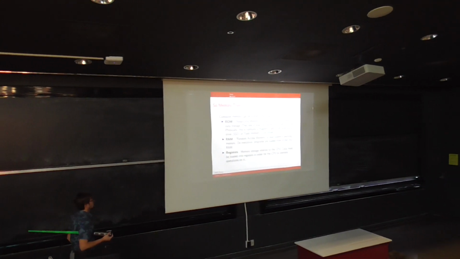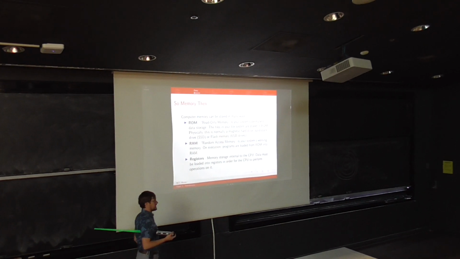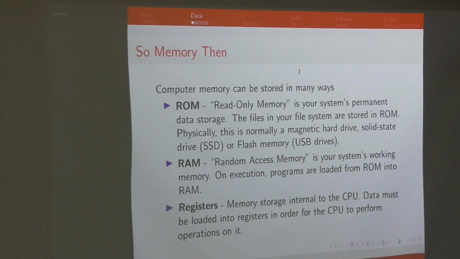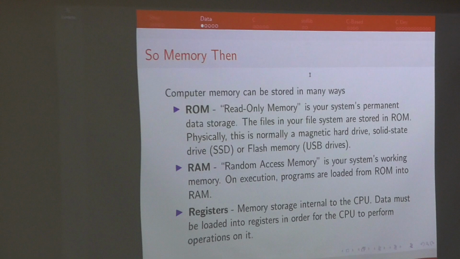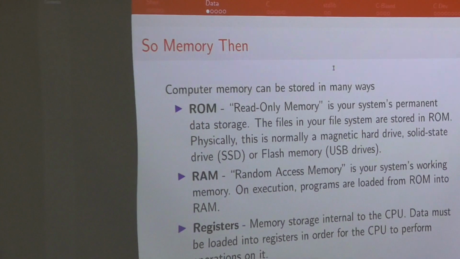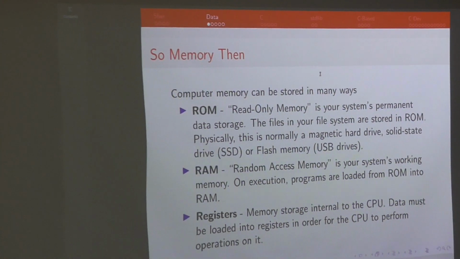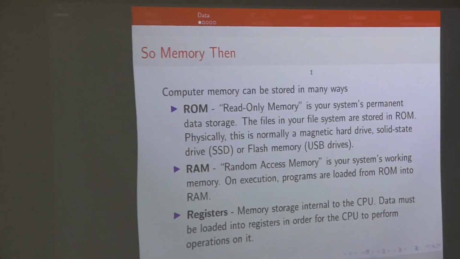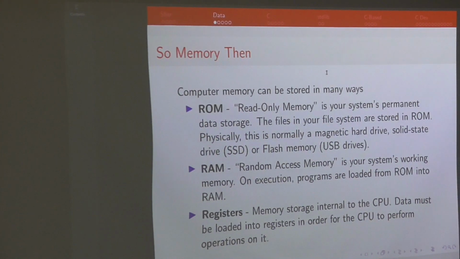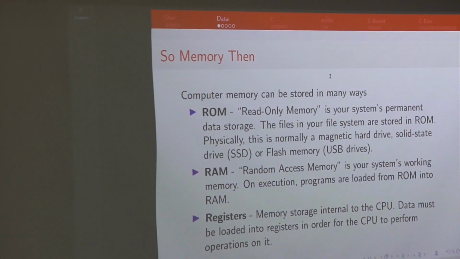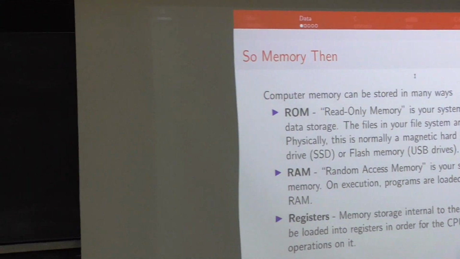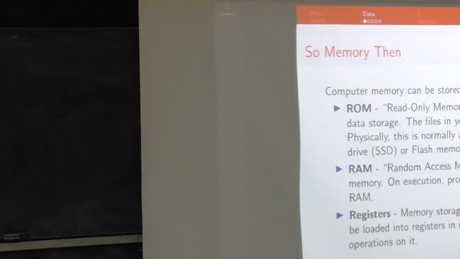So, memory then. Computer memory can be stored in many ways. You have read-only memory, which is your system's permanent data storage. Your file system is stored on either solid-state drives or hard drives. These are ROM. This can also be flash memory, as in USB drives. Often, if you're on an embedded systems application, you're talking about flash memory. You might even be talking about more exotic flavors. But ROM, generally speaking, is the permanent memory.